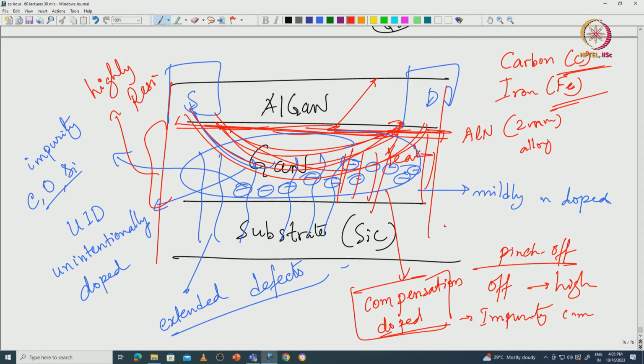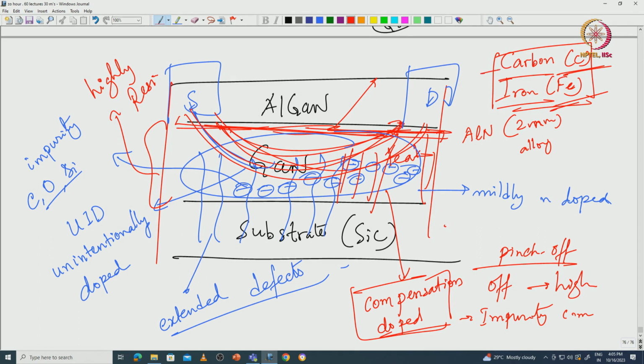The flip side is that because these are traps that have captured the electrons and made your buffer layer very resistive for a good non-leaky device, when you do actually high power pulsing and look at high power performance, these traps can also release electrons under certain conditions, and that will lead to reliability issues. So there is always a price that has to be paid, there is always a trade-off, but both carbon and iron can be used to compensate the buffer in general.